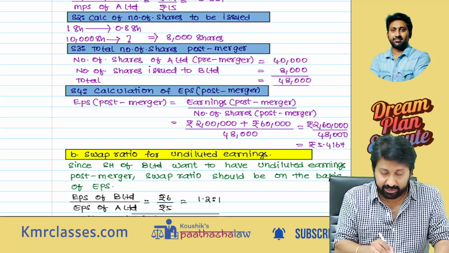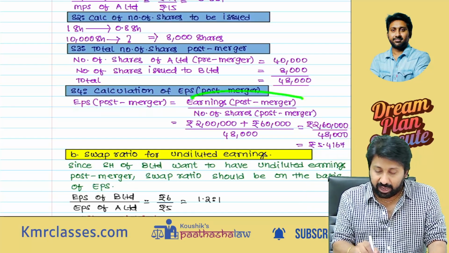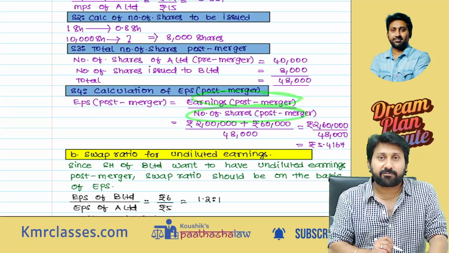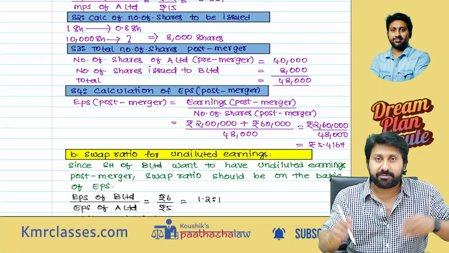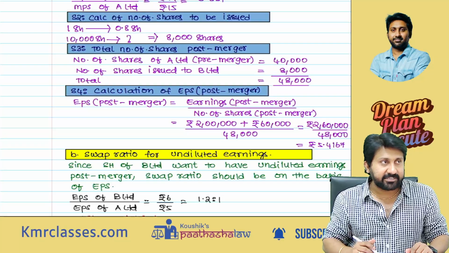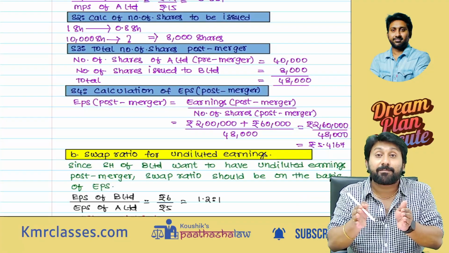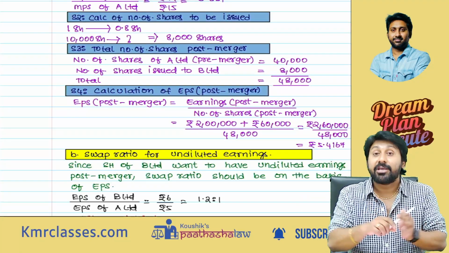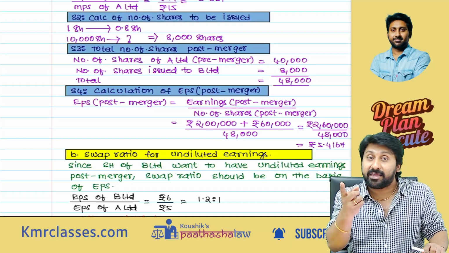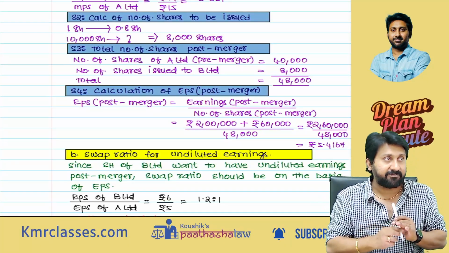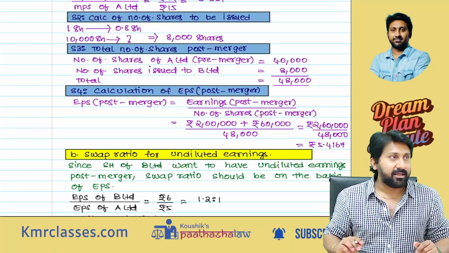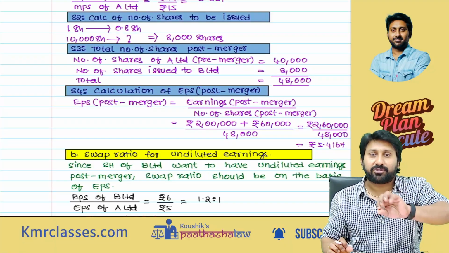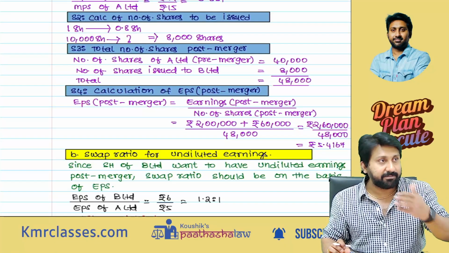How to calculate? EPS post merger equals earnings post merger divided by number of shares post merger. Earnings post merger means add the earnings of both the companies. Add the number of shares of both the companies, but when you are adding this, you should add for the selling company after the exchange ratio is applied. After exchange ratio means the selling company has 10,000 shares before, don't add 10,000. Add 10,000 into exchange ratio, 3 by 4, 1 by 4 or 5, something.